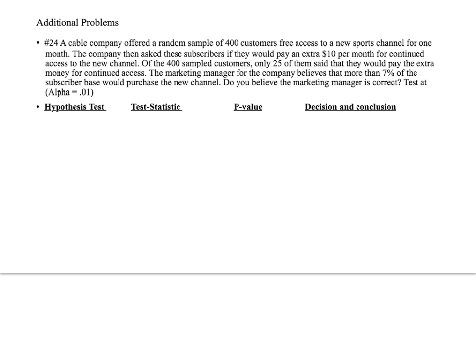So let's look at an additional problem here. Let's go to the cable company problem. A cable company offered a random sample of 400 customers free access to a new sports channel for 1 month. The company then asked these subscribers if they would pay an extra $10 per month for continued access to the new channel. Of the 400 sampled customers, only 25 of them said that they would pay the extra money for the continued access.